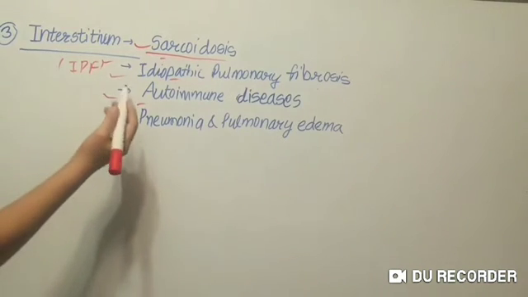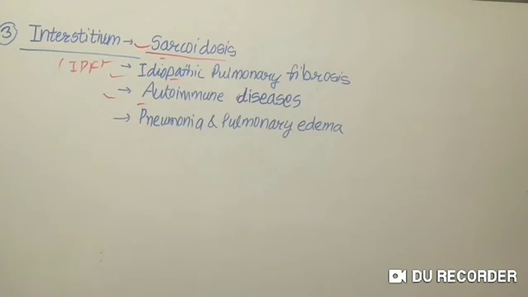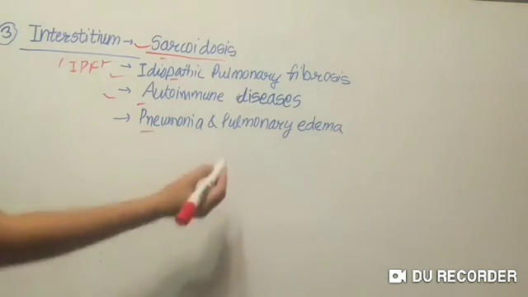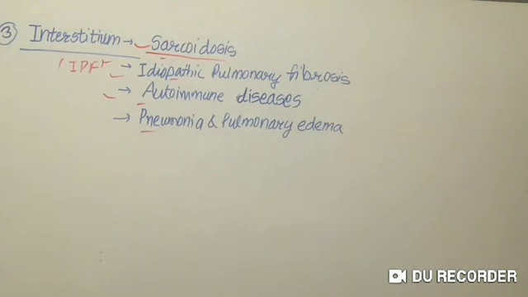This is autoimmune diseases. It is a condition in which your immune system mistakenly attacks your own body, like your joints and skin, as if a foreign body came into your body. It releases proteins called autoantibodies that attack healthy cells. Next is pneumonia and pulmonary edema. We already discussed this.